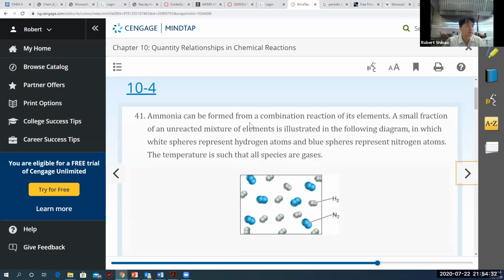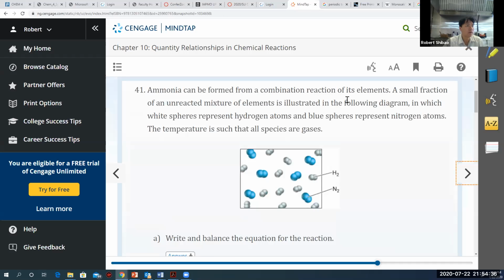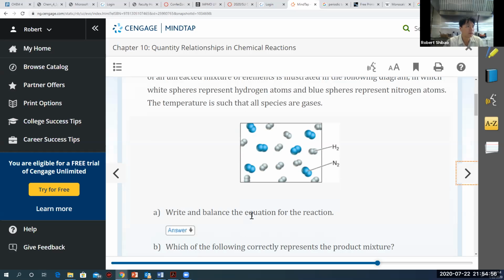Ammonia can be formed from a combination reaction. Well, this is the Haber reaction, nitrogen reacting with hydrogen, the elements. A small fraction of unreacted mixture of elements is illustrated in the diagram. White spheres represent hydrogens, blue spheres represent nitrogen. The temperature is such that all species are gases. Okay. Write the balanced equation for the reaction.